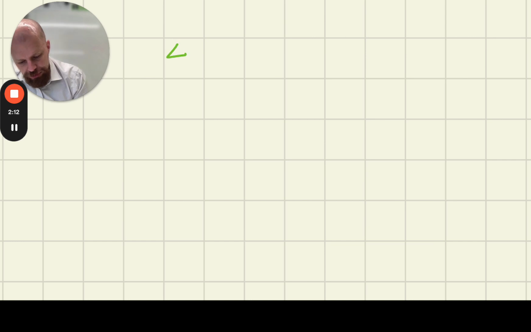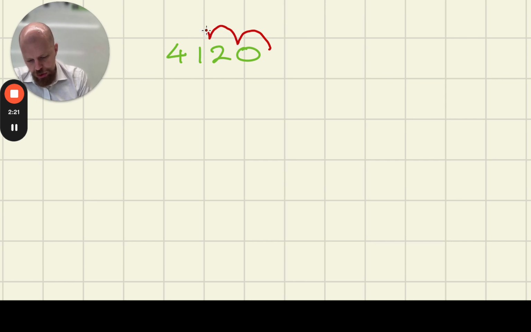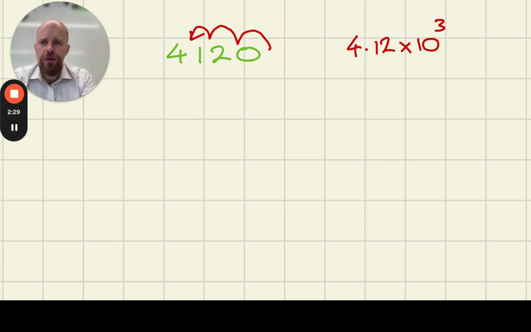Let's do another example. Let's say we've got 4,120. If we move the decimal point, we go 1, 2, 3 times. We could say, therefore, it is 4.12 times 10 to the power 3. All you have to do is count how many times the decimal point moves.